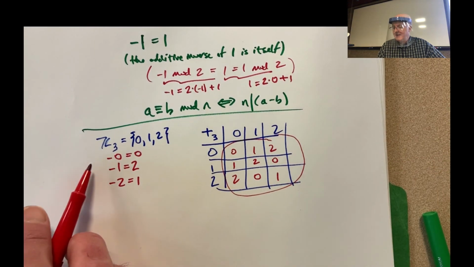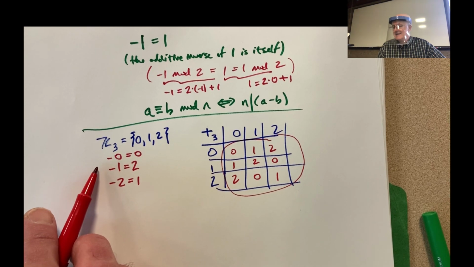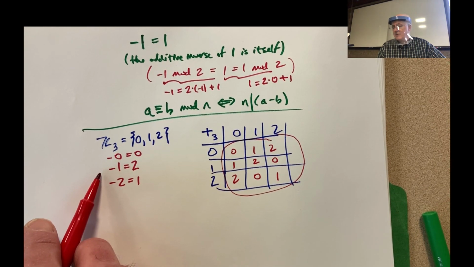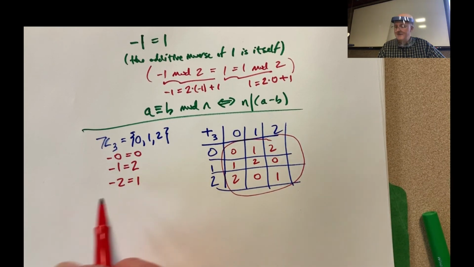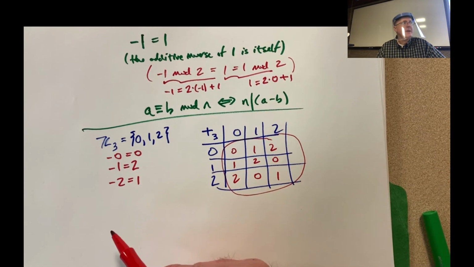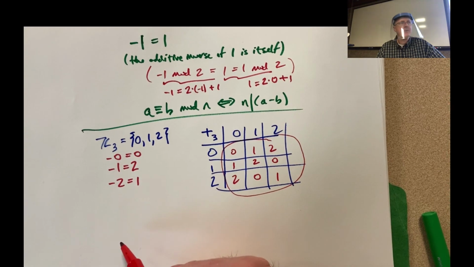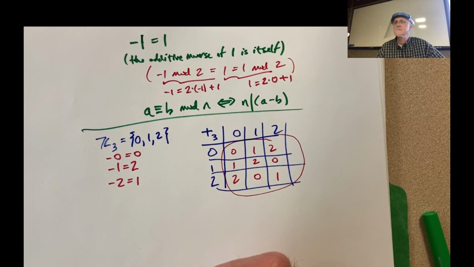Yes, you can write the additive inverse of 0 is itself. 0 is the identity. The additive inverse of 1 is 2. Additive inverse of 2 is 1. And these are 3 apart, mod 3. These are equivalent mod 3. They're congruent mod 3. You could say all those things.